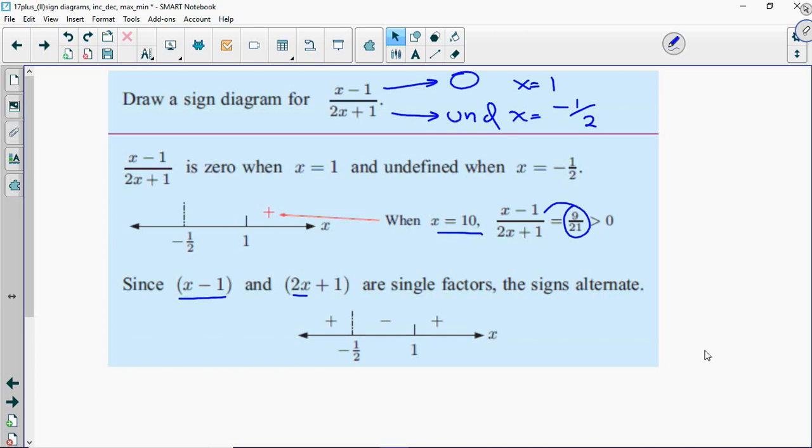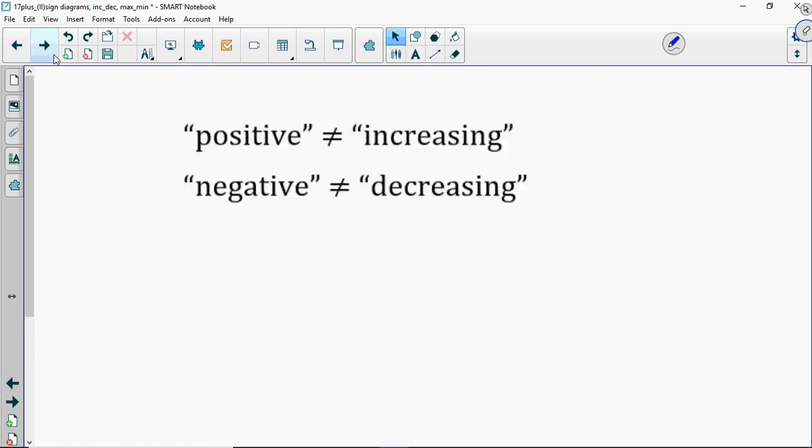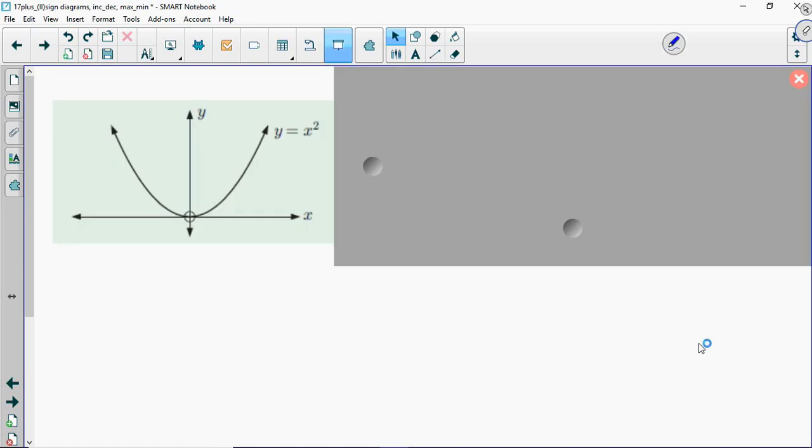So the next thing I want to get into is verbally describing when a function is increasing or decreasing. And I think it's important to just get this vocab out there before we go any further. This might be obvious to you, but positive is not the same as increasing. Negative is not the same as decreasing. So the question here, which I forgot to copy onto the slide, is for this graph, y equals x squared, where is the function decreasing and where is the function increasing?